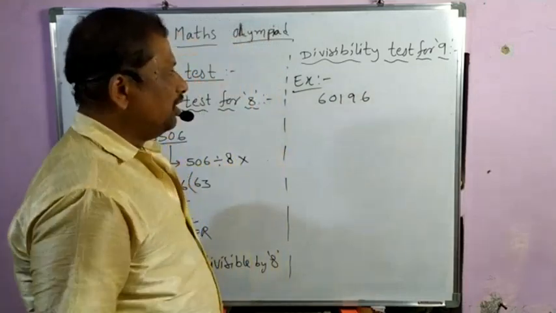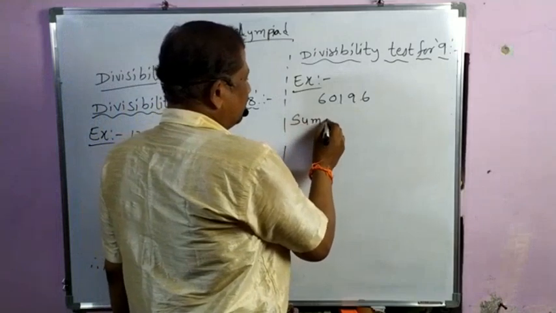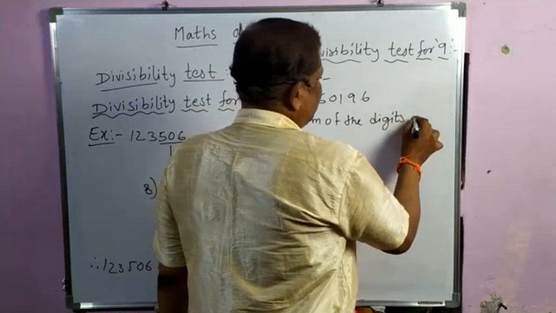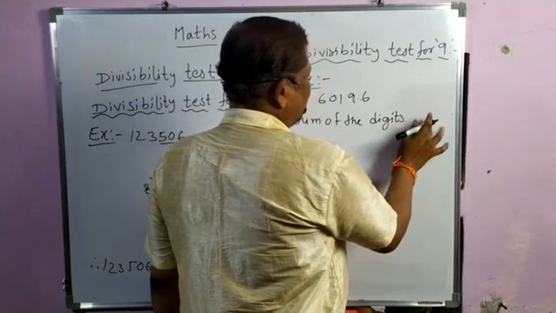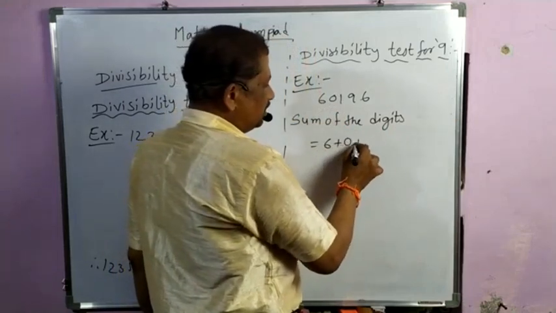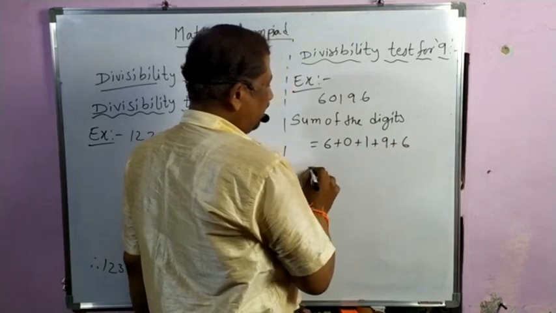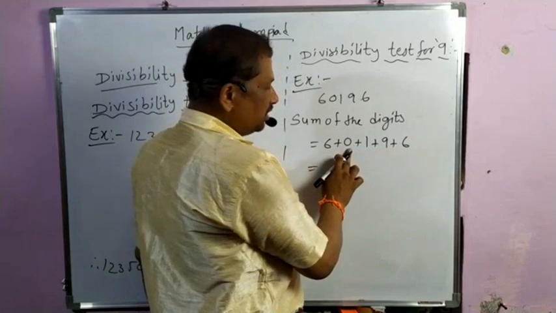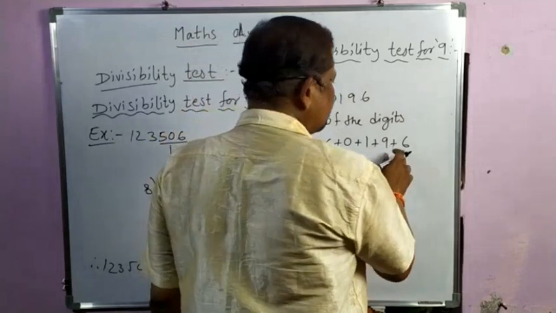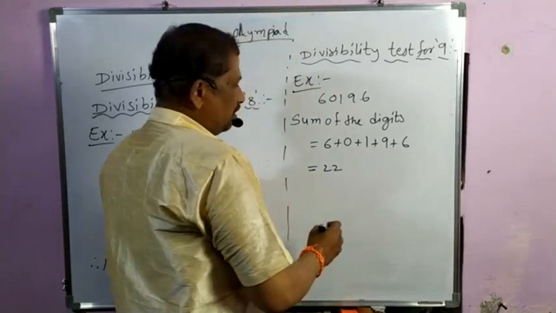Six zero one 96. So what you have to do, take the sum of the digits of a given number. What is the sum of the digits? First digit 6, second digit 0, third digit 1, fourth 9, and fifth 6. Add them up. 6 plus 0, 6. 6 plus 1, 7. 7 plus 9, 16. 16 plus 6, 22. Is 22 divisible by 9?